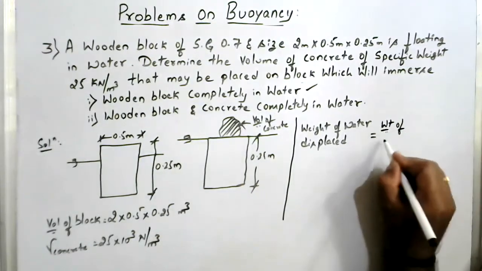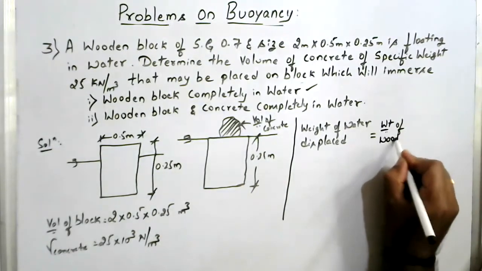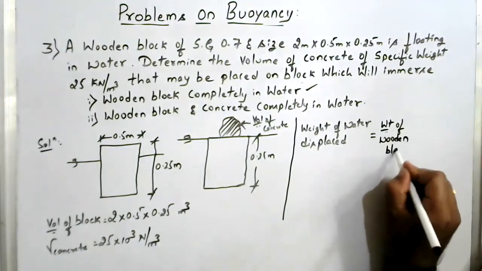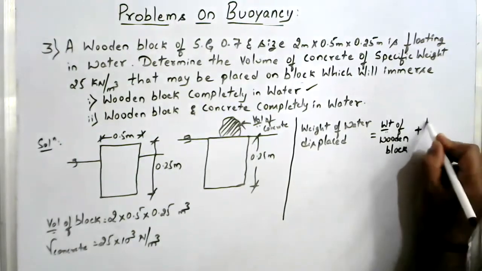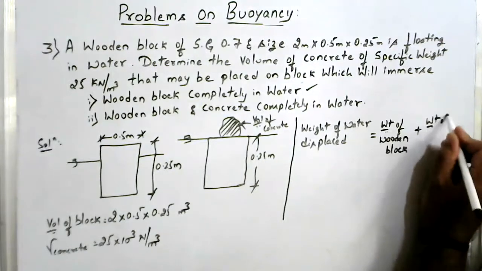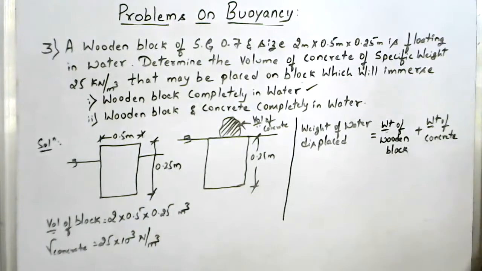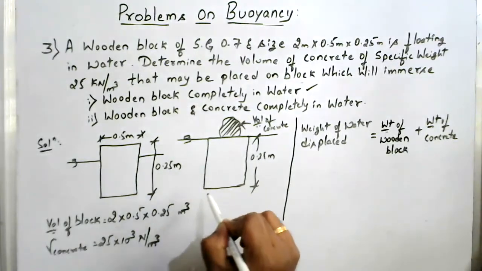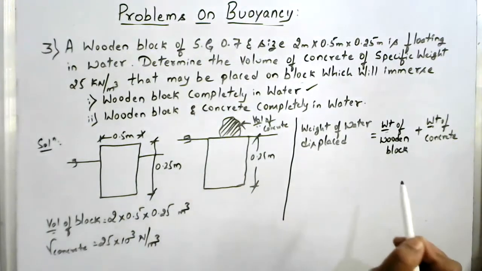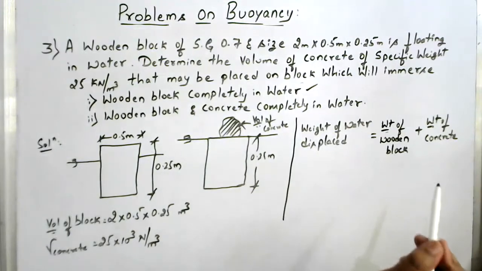Weight of the wooden block plus weight of the concrete. Correct? So the weight of the water displaced is equal to nothing but the weight of the wooden block plus the weight of the concrete.